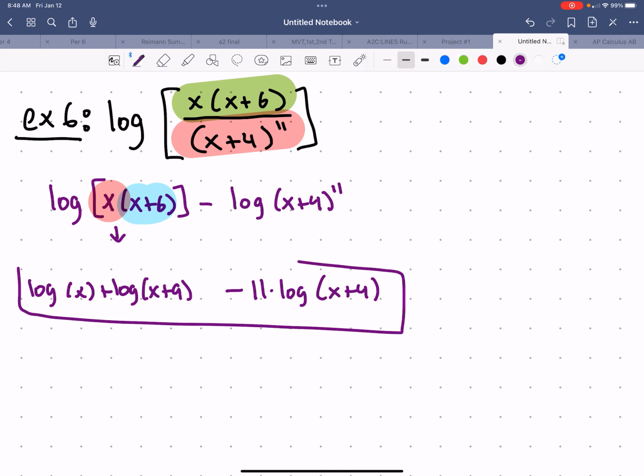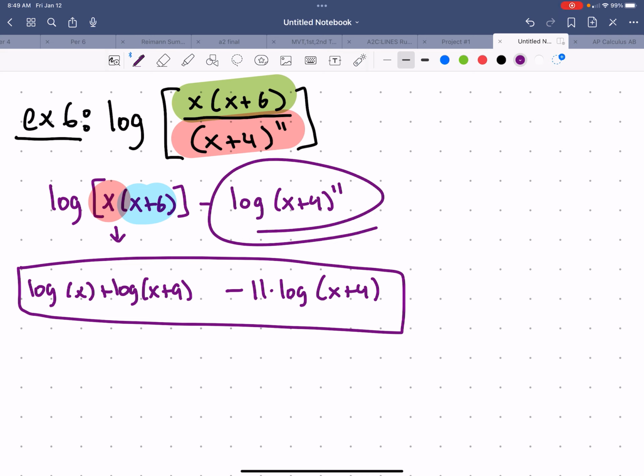All right. Now, why did I use brackets? Because if this, for some reason, had multiplication, you would have to distribute the negative. But other than that, that's it, guys.